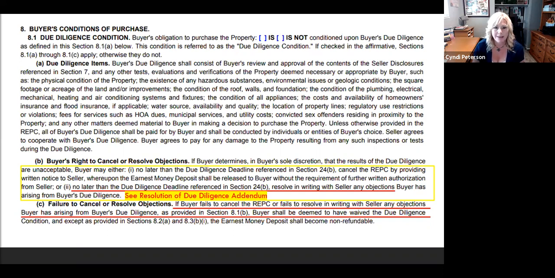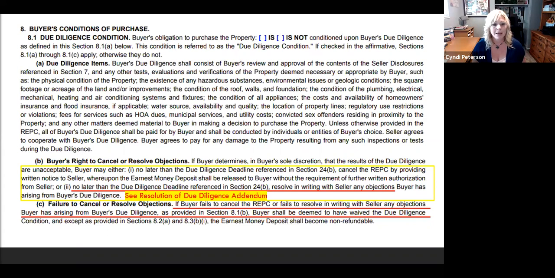It has to be written. So if you get a call and the agent says, hey, we want to cancel due to our due diligence, just telling you that over the phone does not do it. It has to be something in writing from the buyer to the seller and given to the agent so the agent can get that to them.